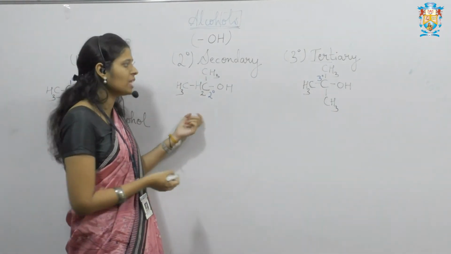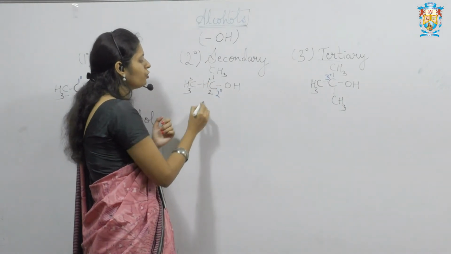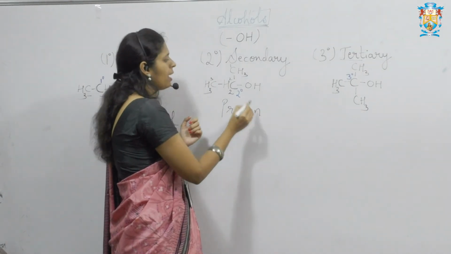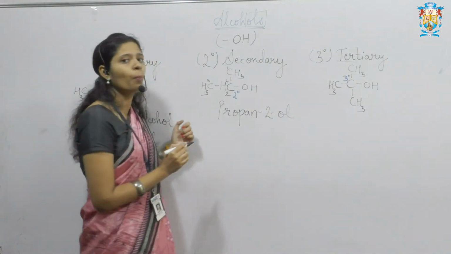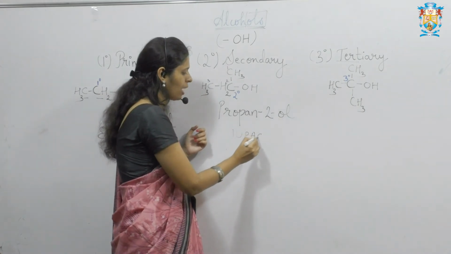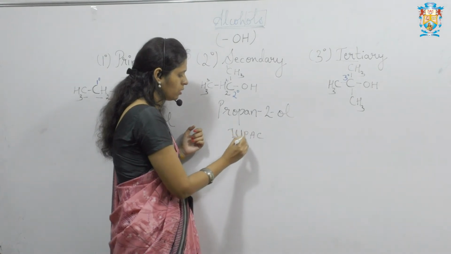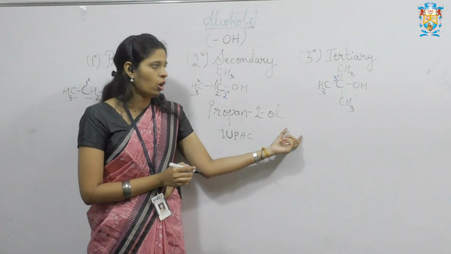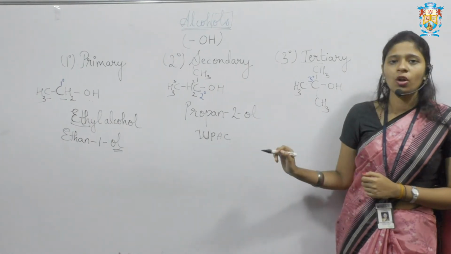Similarly, if I want to name this, I will start numbering 1, 2, 3. So it is a propane molecule. At the second position I have the alcohol group, so I name it propane-2-ol, which is the IUPAC name for this molecule. So you can see how the "ol" is denoting the alcohol group.